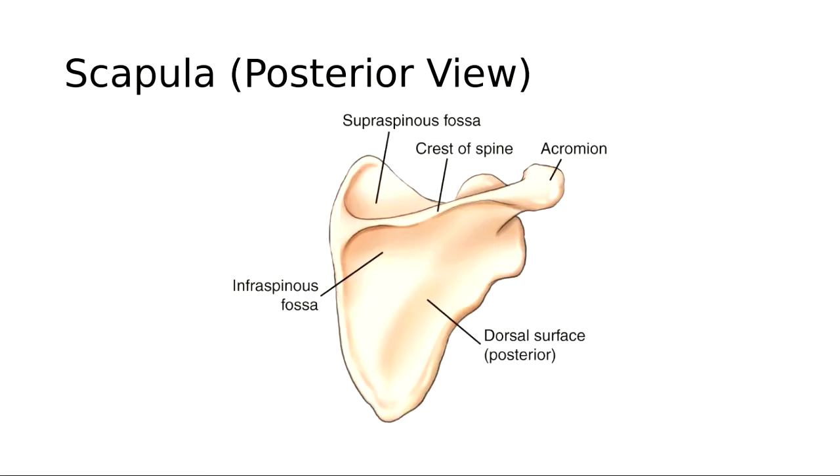When we look at the back side of the scapula or the posterior view, you've got the supraspinous fossa up here. You've got the spine of the scapula. And then below the spine is the infraspinous fossa. So supra, above the spine, little divot in there, and then below the spine, the infraspinous fossa. And this is the dorsal surface or the posterior surface of the scapula. And again, this is the acromion process out here. So this is axillary border, this is vertebral border.